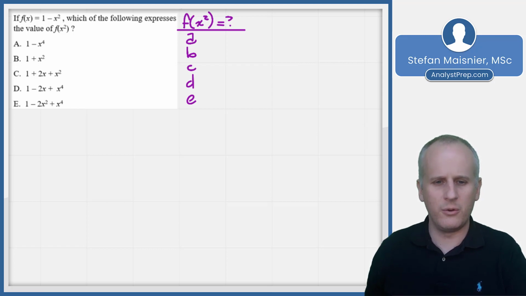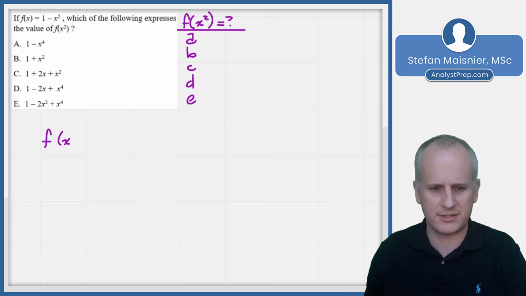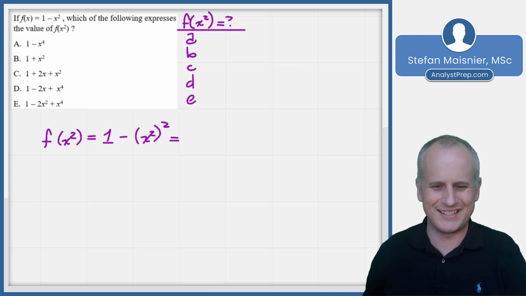So we know that we nest the functions. So we know that if we're looking at the f of x squared, that stands in for the x. So that's going to be f of x squared is equal to 1 minus x squared squared. And of course, if we just distribute that exponent, we get 1 minus x to the 4th, and that's our answer, and it's really fast.